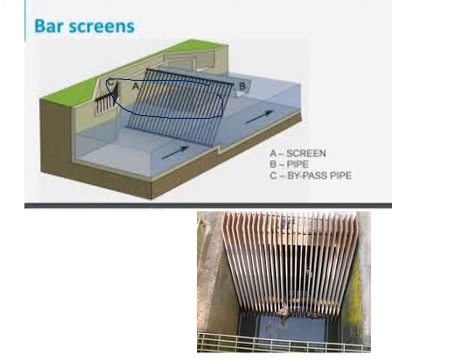So this bar screen is generally used for the purpose of removal of large floating impurities such as plants or some woody materials, some fish. So depending upon the spacing of the bars, different types of bar screens can be provided.